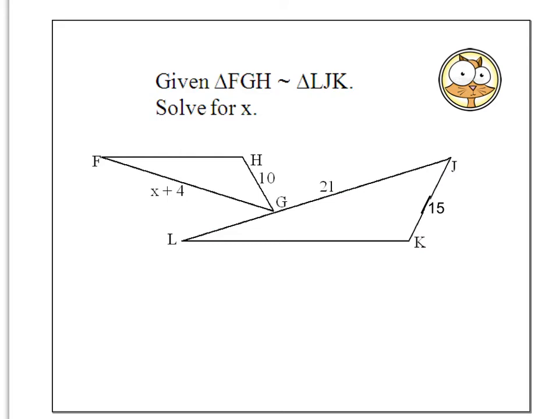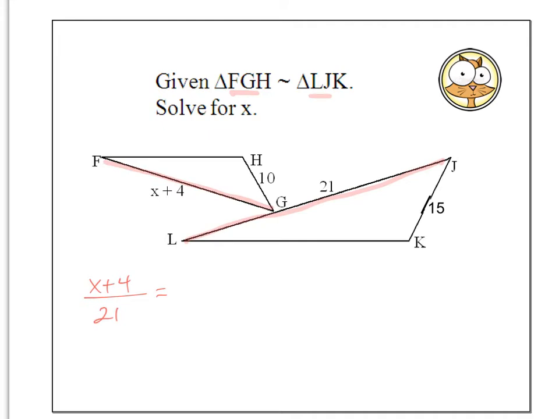Please pause the video and try this one. Alright, we have to solve for x, and I see x right here on FG. If I look up at the top, FG are the first two letters. That's going to match with LJ, and LJ is 21. So I'm going to start by saying, okay, the x plus 4 matches with the 21. It's not equal to the 21.